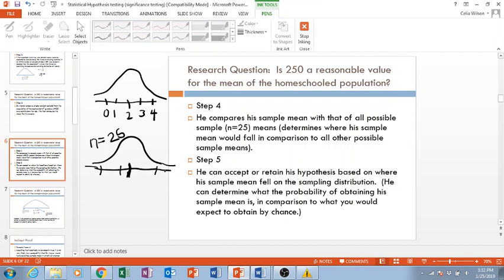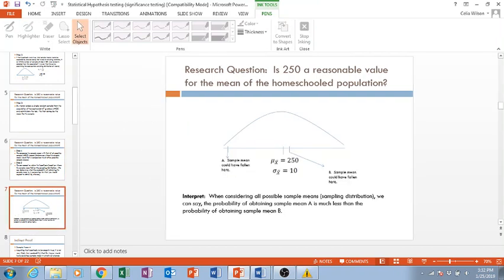So based on where his mean falls, is it over here? Is it close to the population mean? Is it over here? Wherever it falls, he's going to either accept or retain his hypothesis, or he's not. He might reject it. And remember, his hypothesis says homeschooled fourth graders also have a mean of 250. So based on where it falls, he's either going to agree with himself or disagree with himself. Okay, so let's look at this.